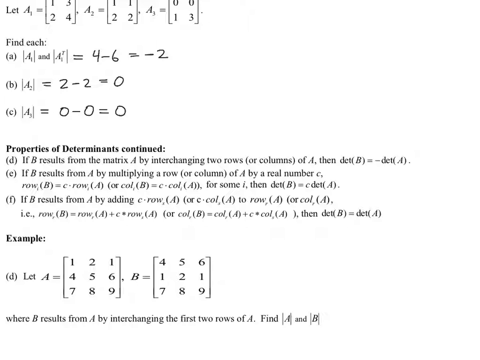If B results from A by adding C times a row, so basically this is a row operation. So long story short, if I perform an elementary row operation, this one was just multiplying a row by a scalar. This one is what we would do if we were performing row operations by multiplying a row by a number and then adding it to another row. You get this relationship, and the determinants would be the same, which I think makes sense because elementary row operations in general lead to equivalent matrices. The only exception is that middle one, the scalar one, that does not necessarily do that.